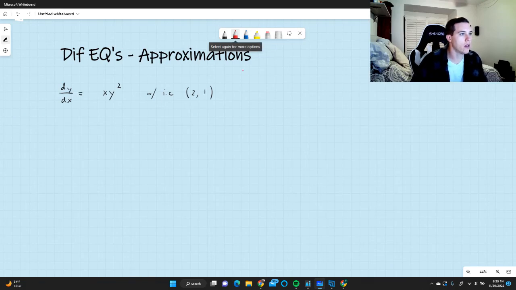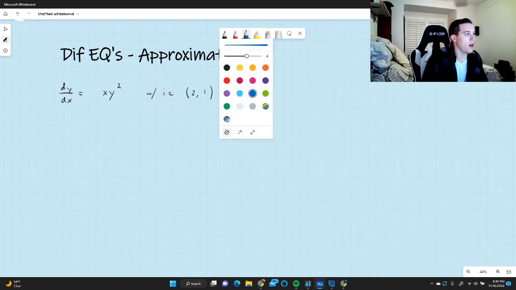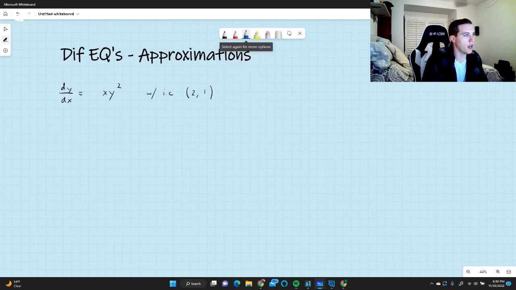So the first equation is already here. Here's your differential equation. It's a differential equation because it's dy dx, the derivative, and it's in terms of x and y. And I have given the initial condition (2, 1). Okay, the first approximation strategy that we have is called a slope field. And we saw these a lot last year. It was a big AB topic.